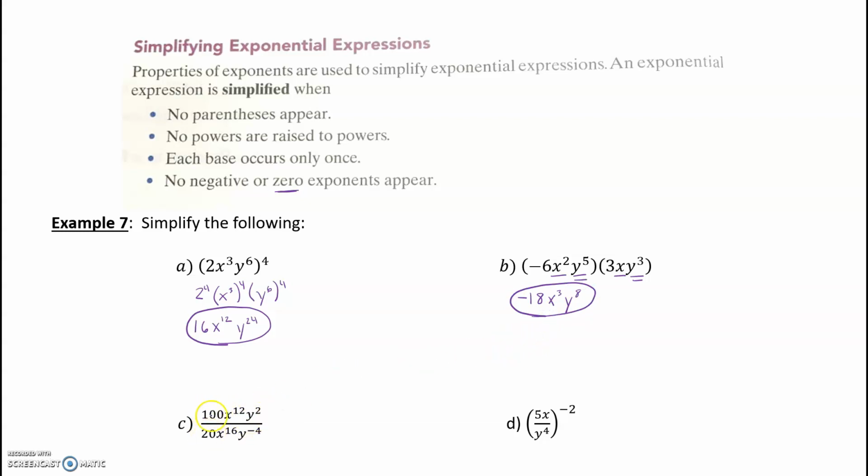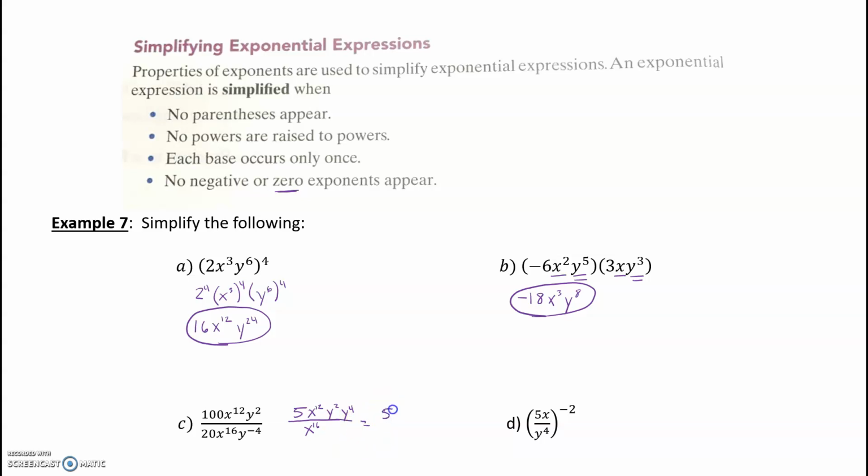Moving on, little division: 100 divided by 20 gets me 5. I'm going to take a couple steps in this problem. So I'm going to go ahead and rewrite what I have, x to the 12th, y squared, x to the 16th, because I already did my dividing. Now this y to the negative 4th, I'm going to bump it up to the numerator to make it positive 4. All right, so step 1, we divided our whole numbers and we got rid of our negatives. And now we just have to simplify.